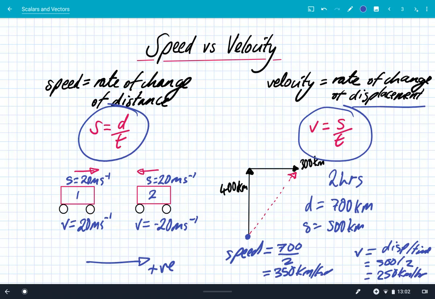It's really important to go back to the definition of scalars and vectors. Scalars are quantities with magnitude only, whereas vectors are quantities with magnitude and direction.